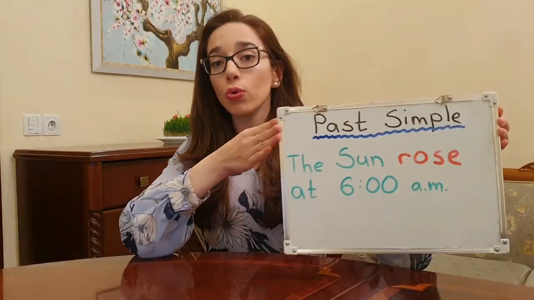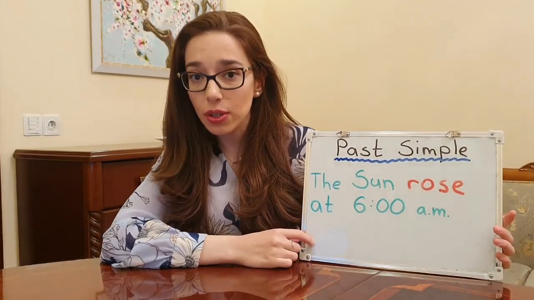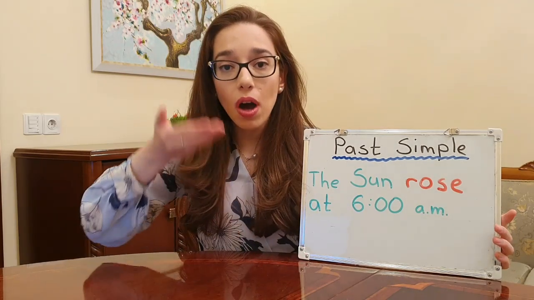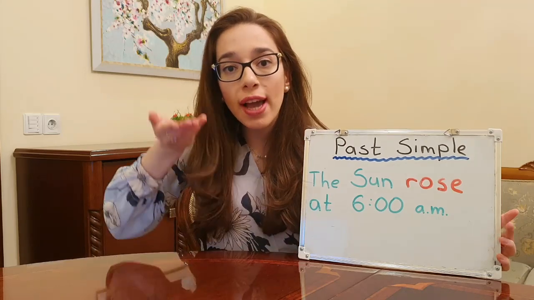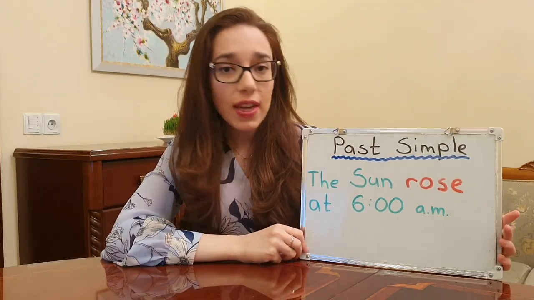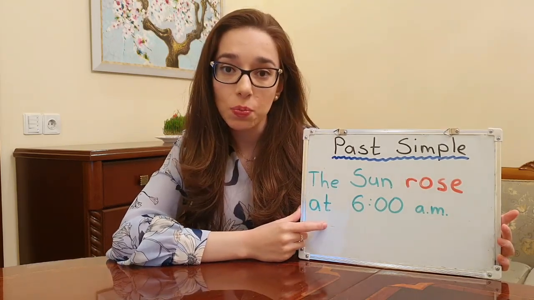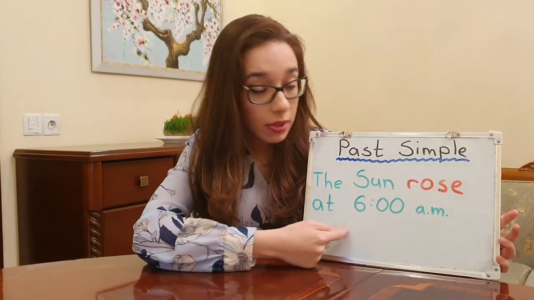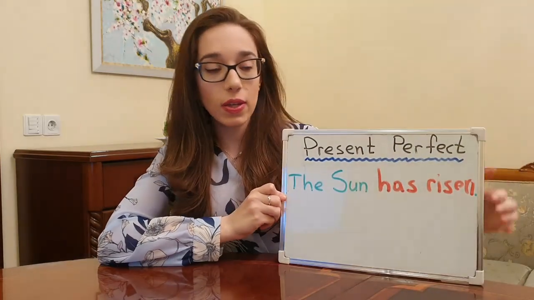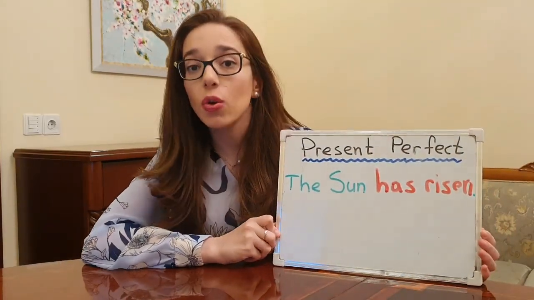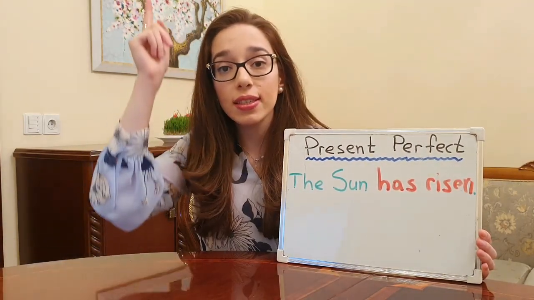The sun rose at 6 a.m. This sentence is in the past simple. We know that the sun came up at a specific time in the past and it is not rising now. The sun may or may not be in the sky when saying this sentence. Also, the time is important to specify. In the present perfect, we will say the sun has risen. We know that the sun came up and it is still in the sky now.